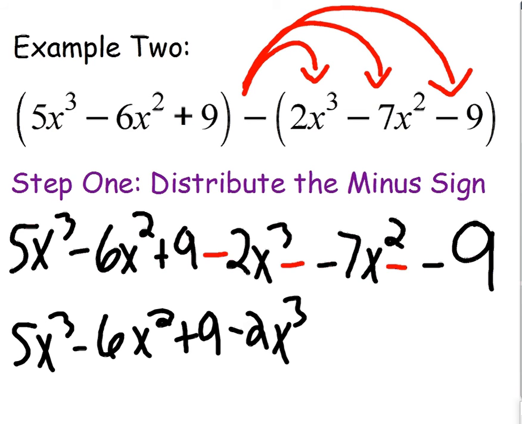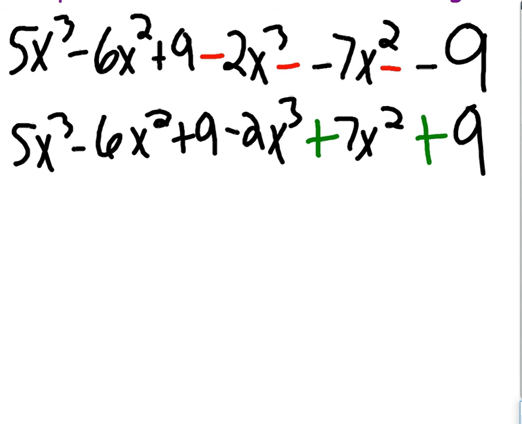Okay, so we have two minuses. That one's going to become a plus 7x squared. We have two minuses again, so that's going to become plus 9. Okay, now for step 2, we're going to group the like monomials.